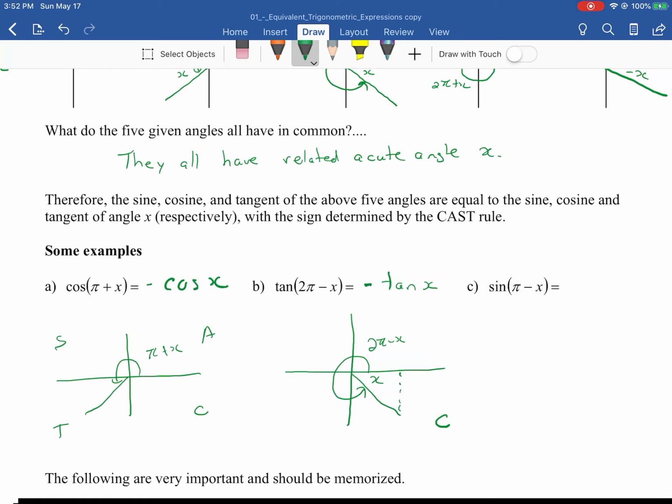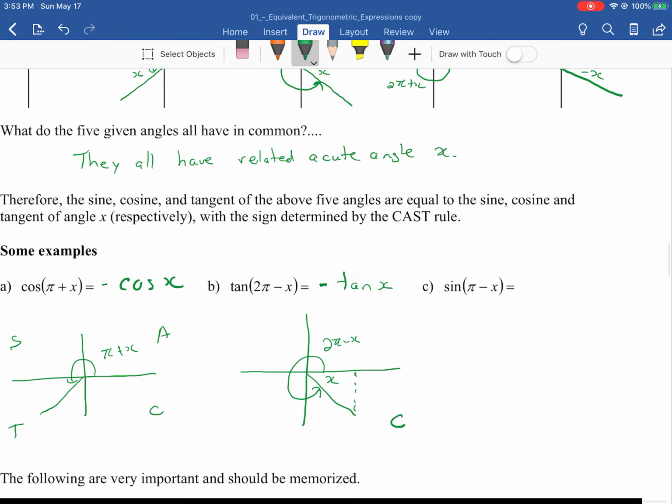Now, notice I'm doing some shortcuts now. I'm drawing only a single diagram. That's what I was saying before. A single diagram is enough to think these through. Also, I'm not drawing all the CAST rule anymore. I'm only drawing the part of the CAST rule that I need. So these are shortcuts that make these questions go a little faster.